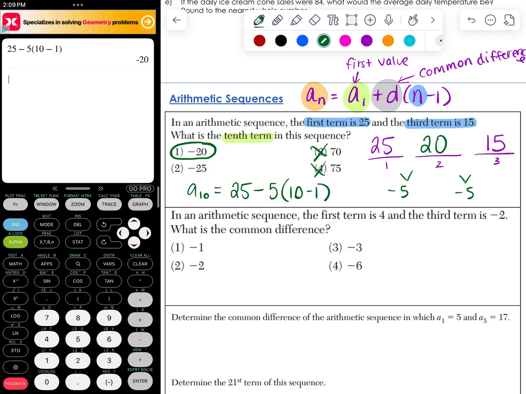Let's take a look at another example. In an arithmetic sequence, the first term is 4 and the third term is negative 2.